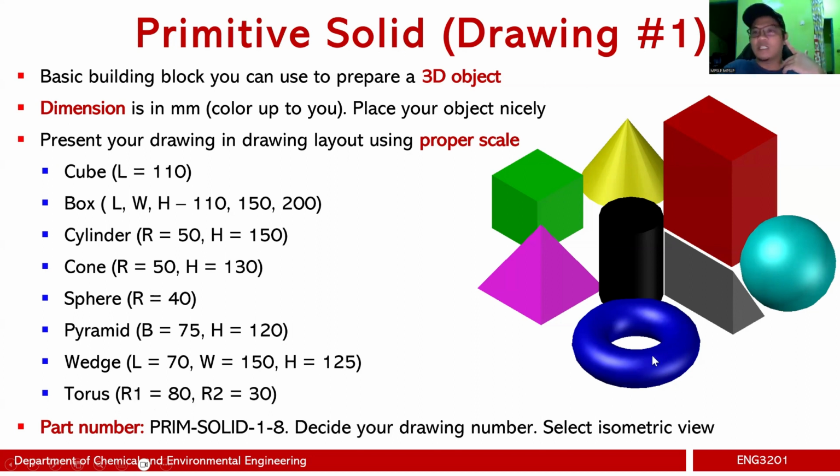Torus, as I mentioned earlier, is a donut shape. So in the donut shape, you have two radii. Number one is the radius of how big the donut is overall, and radius number two is how thick your donut is, in a sense. So you need to specify your part number and decide your drawing number, and you can choose any isometric view that you want. It doesn't really matter, northwest, southeast, southwest, or whichever, as long as it is presented in your title block correctly.